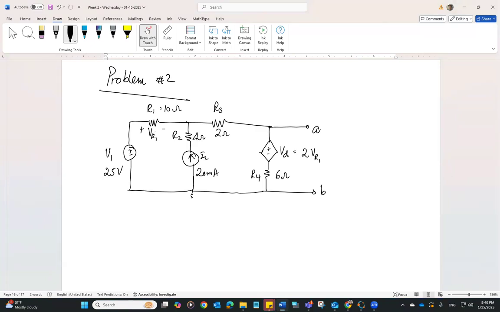So the first thing we are going to do is find the open circuit voltage between nodes A and B. Now you can implement any method that you would like to get VOC. But again, we are going to use the easiest method. In this case, the easiest method is going to be nodal analysis. Observe that, of course, you don't have any current going towards node A. So this is node A, and we have to find the voltage at this node.